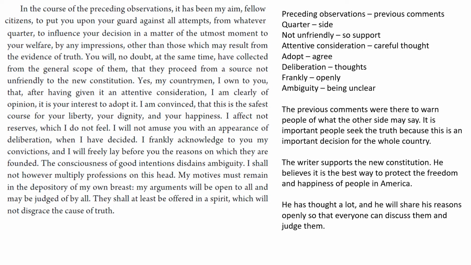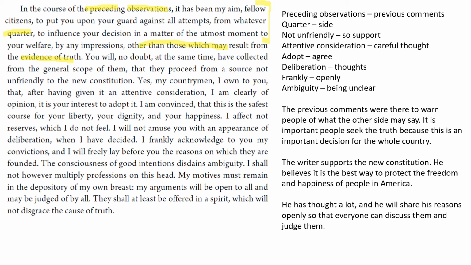In the course of the previous observations, it has been my aim, fellow citizens, to put you upon your guard against all attempts, from whatever quarter, from whatever side, to influence your decision in a matter of the utmost moment to your welfare. So I want to warn you so that you are prepared, so that you can make your decision carefully, because this decision is very important for your welfare. And I want you to only think about what comes from the evidence of the truth.